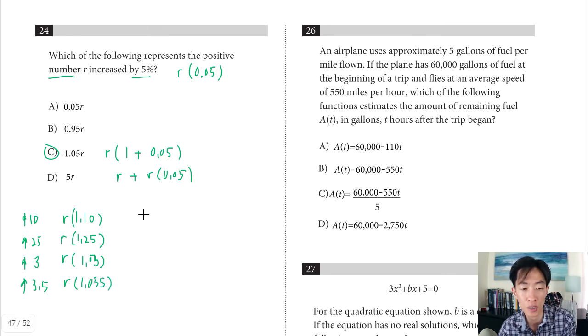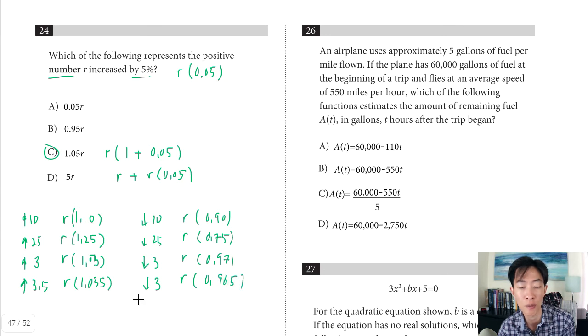Percent decreases work the same way. Let's go down by 10. You're actually doing 1 minus 10%. So you're going to say r times 0.9. Because if you think about it, you're left with 90% after subtracting 10%. We're going to go down by 25%. That's going to be r times what's 1 minus 0.25. It's going to be 0.75. Down by 3%, it's going to be r times 0.97. Down by 3.5%, it's going to be r times 0.965. So glancing at the answer choices, you can see exactly what's going on.